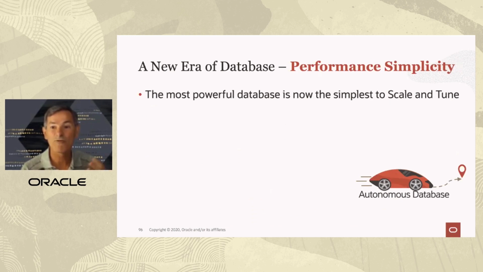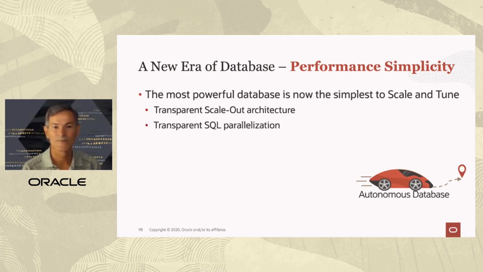For example, performance became dramatically simpler. So Oracle has always been the most powerful and most mission-critical database, but now it's also the simplest to scale and to tune. So we provide in our autonomous database a transparent scale-out architecture. So you don't even have to know that it's going on. You just write your SQL, we transparently scale it out. We provide transparent SQL parallelization. So a single analytic SQL statement can be parallelized over hundreds of processors to run dramatically faster, and you don't have to do anything. This happens completely automatically.